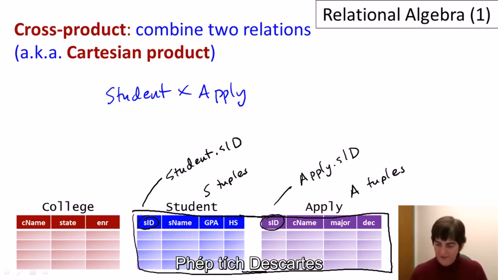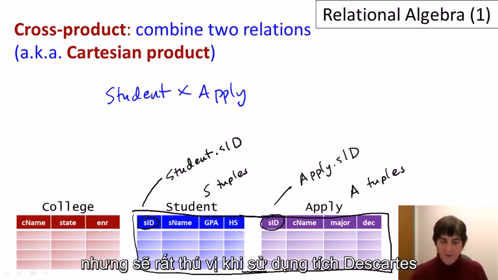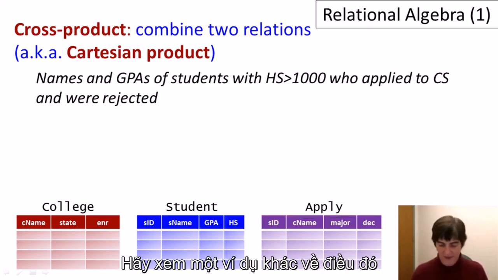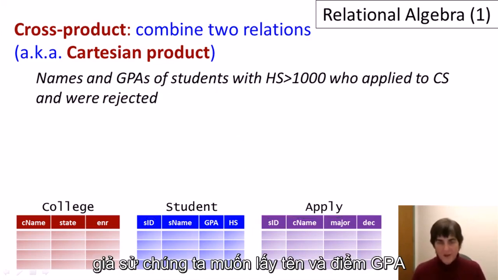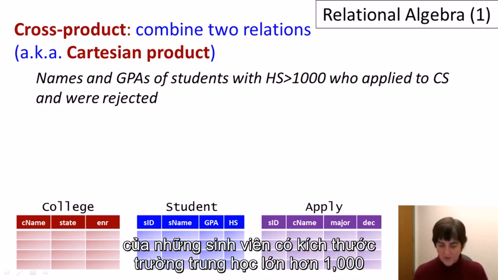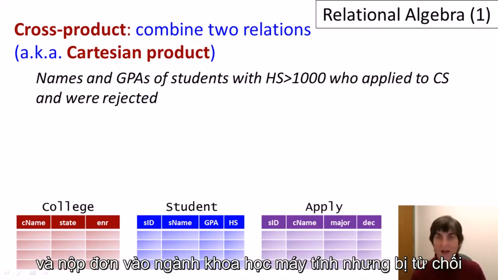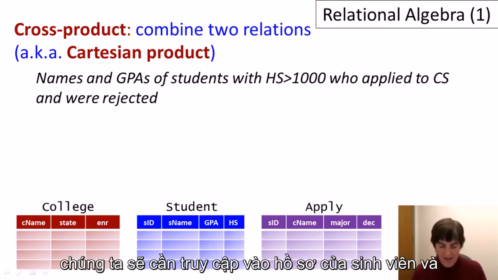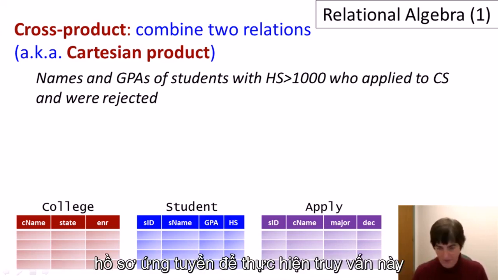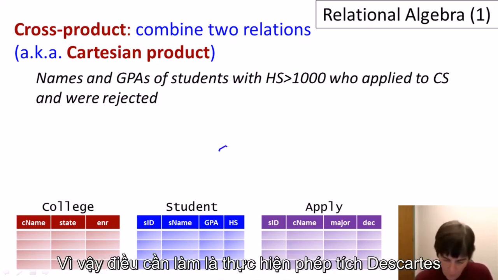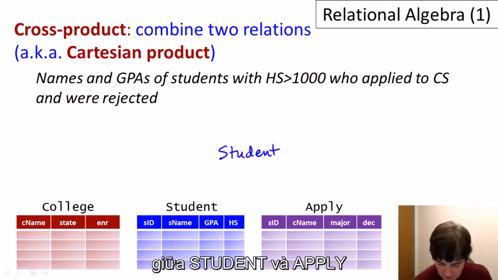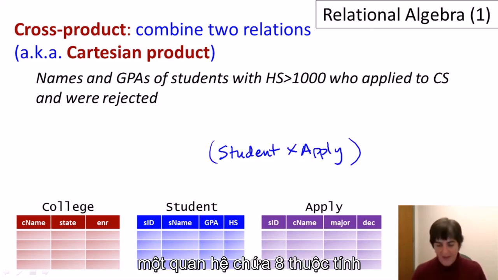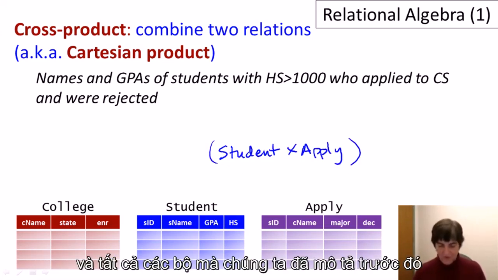Now, the cross product seems like it might not be that helpful, but what is interesting is when we use the cross product together with other operators. And let's see a big example of that. Let's suppose that we want to get the names and GPAs of students with a high school size greater than 1,000 who applied to CS and were rejected. We're going to have to access the students and the apply records in order to run this query. So what we'll do is take student cross apply as our starting point. Now we have a big relation that contains 8 attributes and all of those tuples that we described previously.